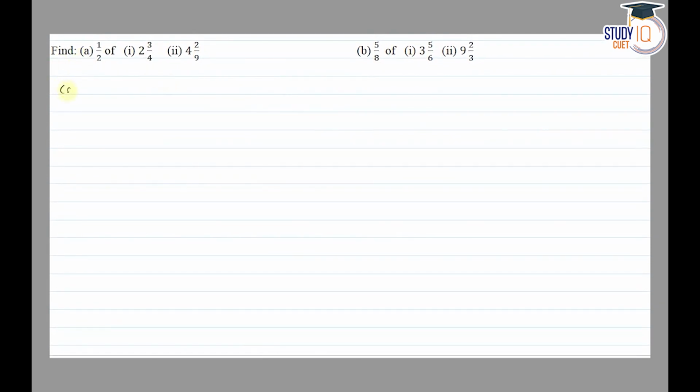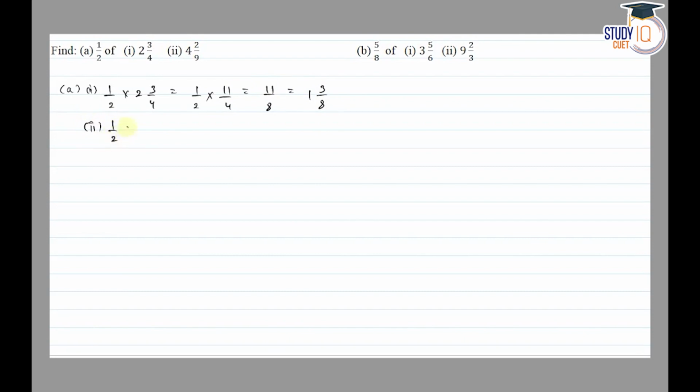Find part A: half of 2 and 3 by 4 is equal to half into (4 times 2 is 8, plus 3) 11 by 4, which is equal to 11 by 8, which is 1 and 3 by 8. 8 goes 1 time and the remainder is 3.